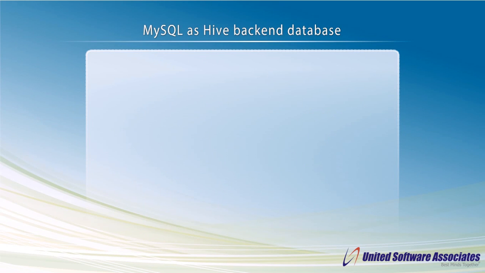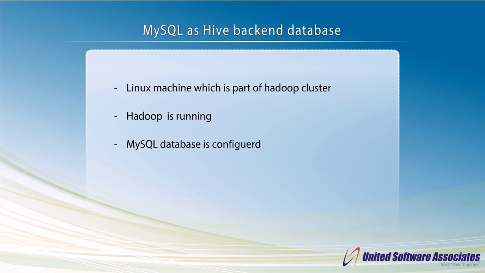In advance, be ready with a Linux machine, which is a part of a Hadoop cluster. Hadoop is running, MySQL database is configured, Hive 0.8.1 downloaded. So let us start with the most important part, that is configuration of the hive-site.xml file. Create a hive-site.xml file in the conf folder of the Hive directory. We have already done it.